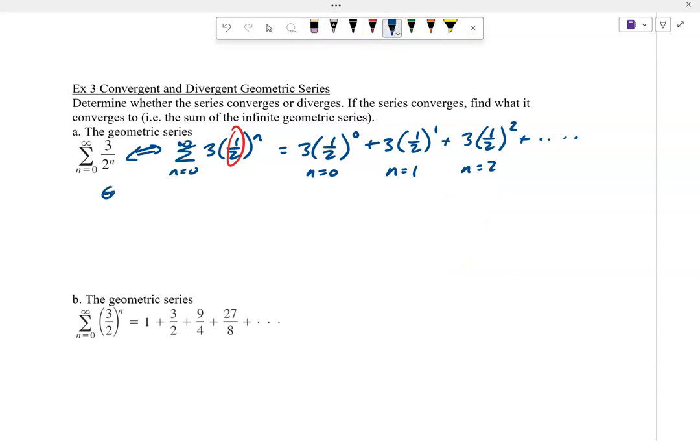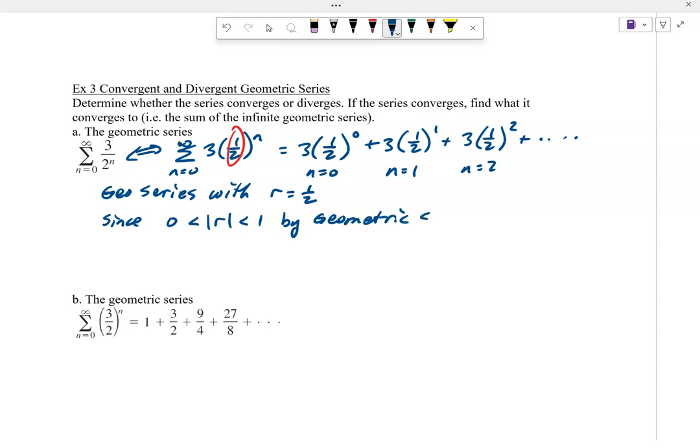So this is a geometric series with common ratio being a half. So then we say, since that's less than 1, the absolute value of the common ratio is less than 1, by the geometric series test, the series converges.